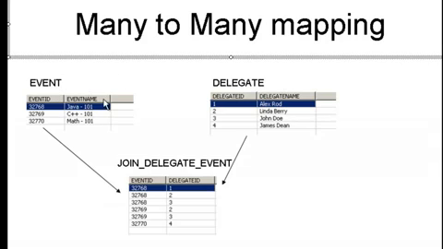Now, the only way to create a many-to-many mapping between these two tables is to create a third table, for example, join delegate event. In the third table, I'll have two columns, and here I will note down that event ID 32768 will be attended by delegates 1, 2 and 3, and event ID 32769 is attended by 2 and 3 and 70 by delegate 4. So this way we can create a many-to-many mapping between these two tables. But using Hibernate, how do we go around defining this join table?